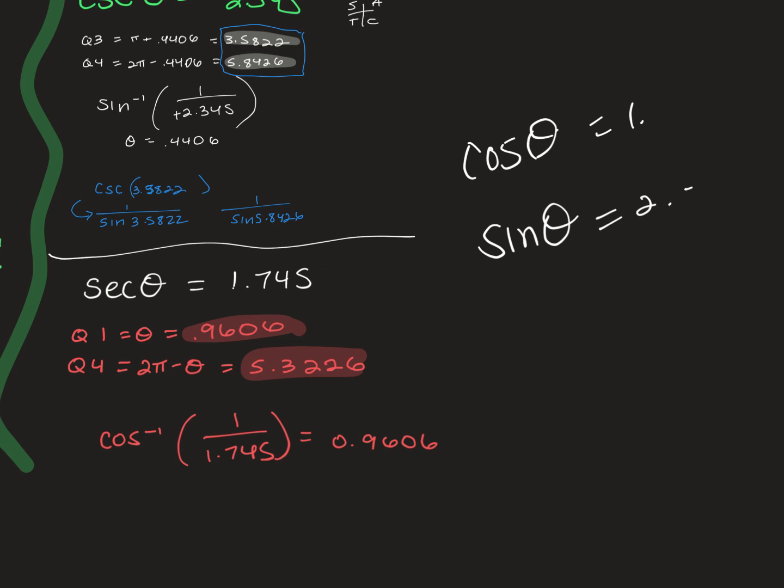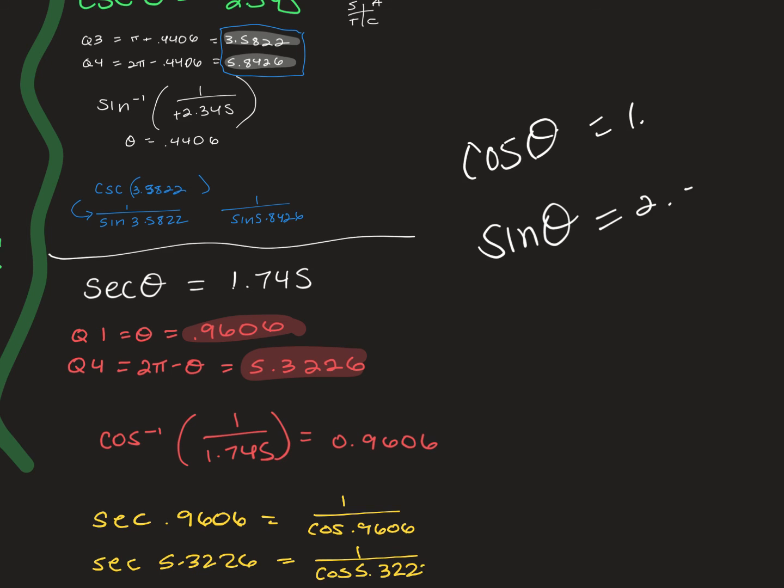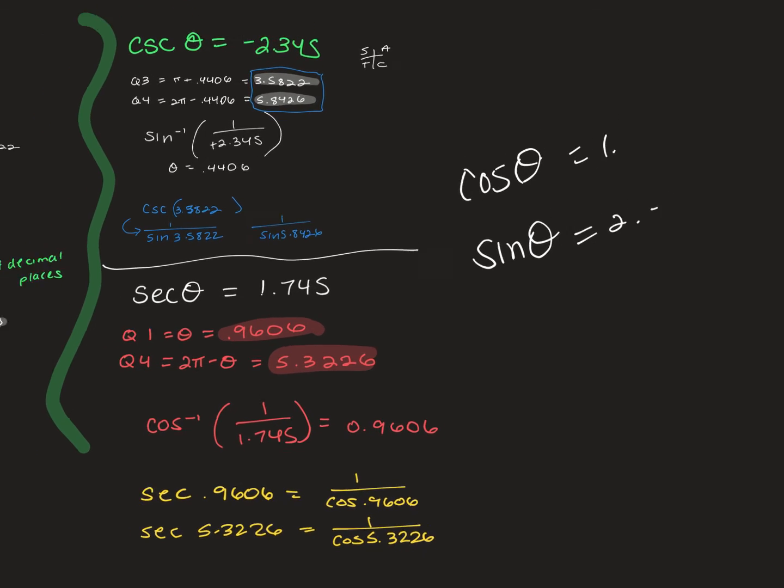I would do 1 over cosine. So if I want to do secant of 0.9606, this is 1 over cosine of 0.9606, and I get the question. Secant of 5.3226 equals 1 divided by cosine 5.3226. And you get your question.